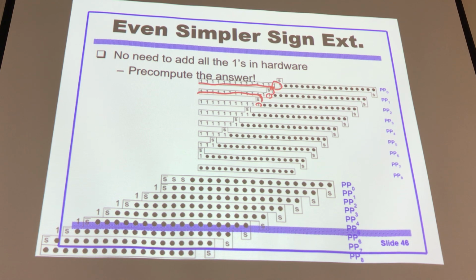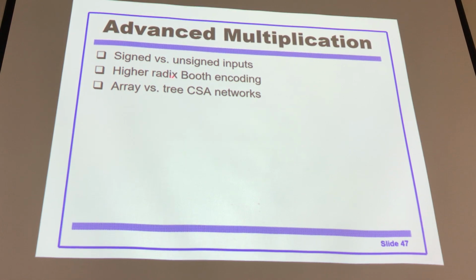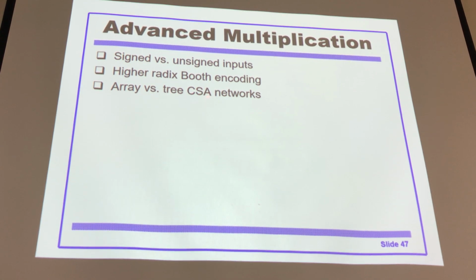This is the example for multiplication. Okay, and that's for unsigned numbers. For signed numbers, there are some modifications. We're not going to get into that. A higher radix, as I said, could be 3 bits at a time, even more complex. And you can also compare the array multiplier to the carry-save addition network to design a multiplier. Okay, that's about it.